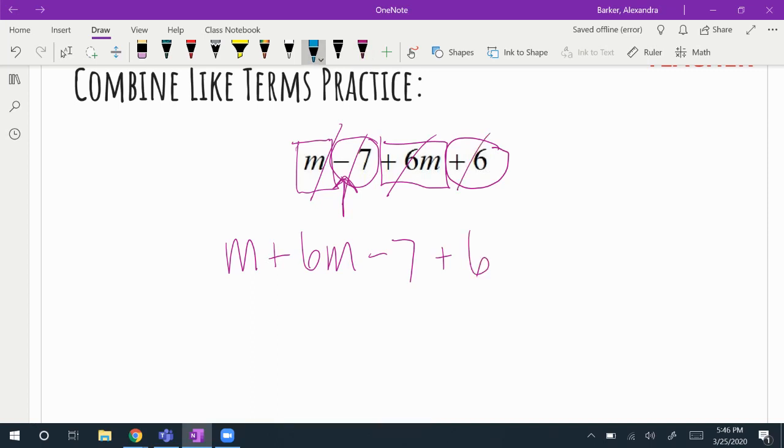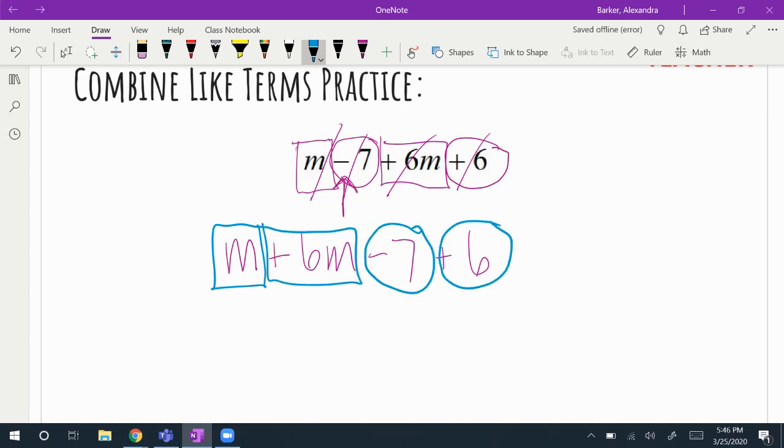So now if I was to box and circle again, you can see that my boxes are next to each other and my circles are next to each other. So now I can just combine them together. So I just do m plus 6m, which, this is an imaginary 1. Remember, there's an imaginary 1 here. 1m plus 6m gives me 7m.